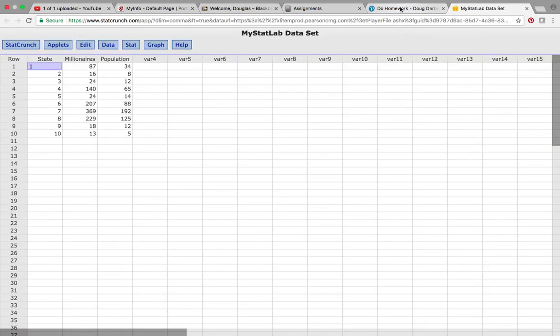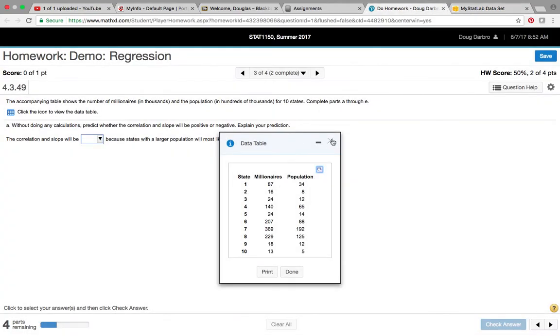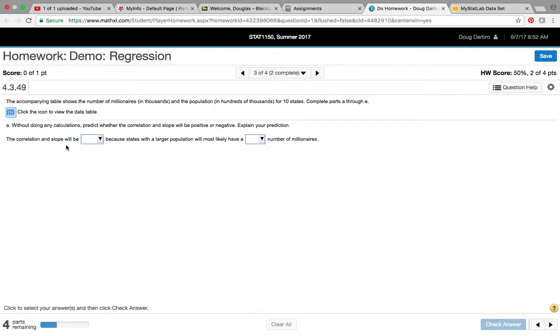And now I am ready to perform my analysis. So what we have is 10 states, with millionaires and population. This is all quantitative, so correlation and regression is appropriate. So I want to close this. Without doing any calculations, predict whether the correlation and slope will be positive or negative.